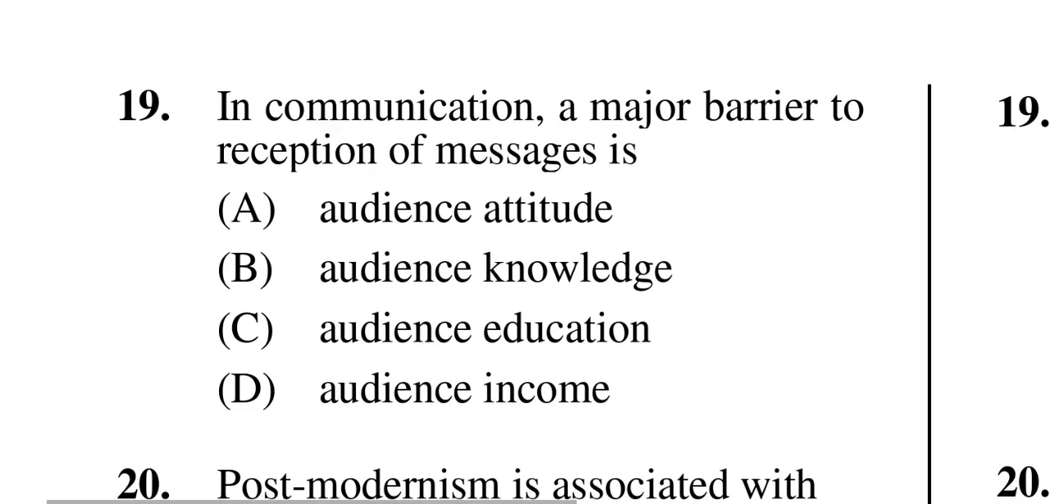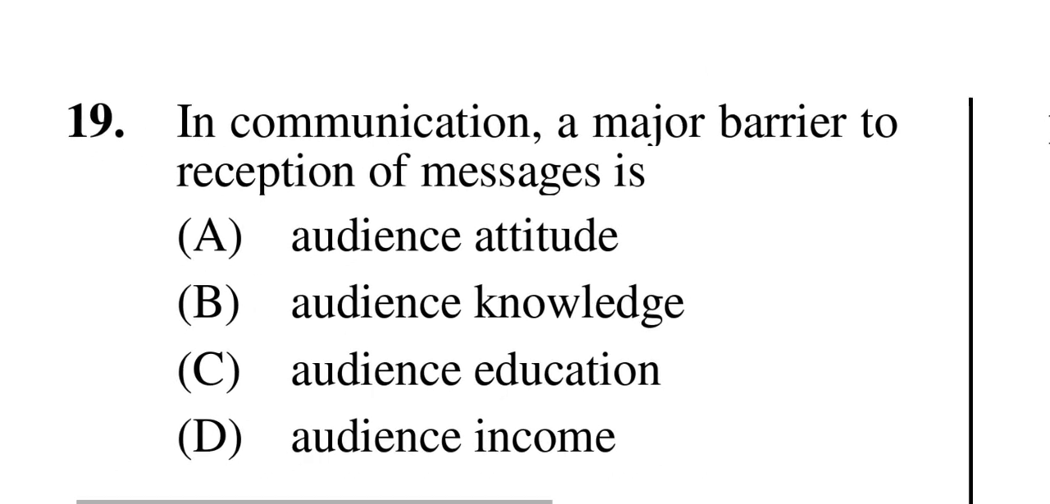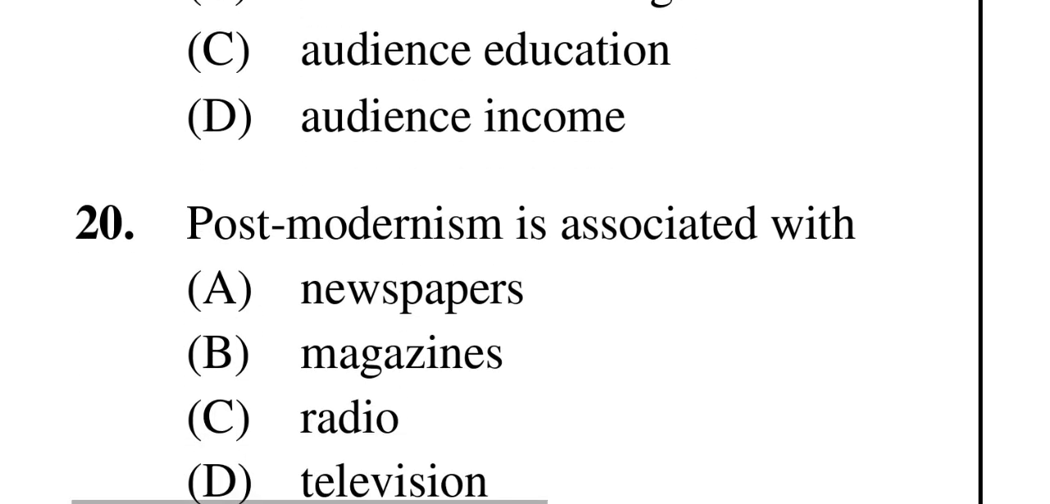Okay, similarly, question number 19, in communication, a major barrier to reception of messages is what? Audience attitude, audience knowledge, audience education, audience income. So in communication, a major barrier to reception of messages is audience attitude. It matters a lot. Next question, number 20.